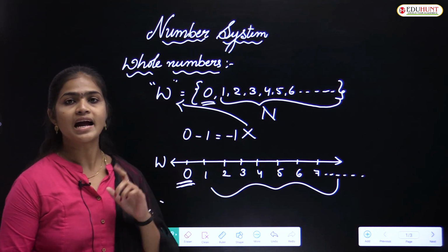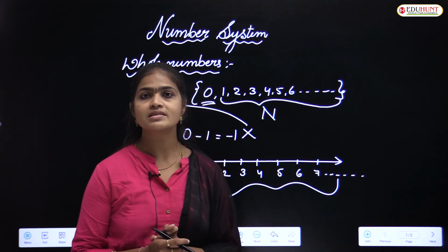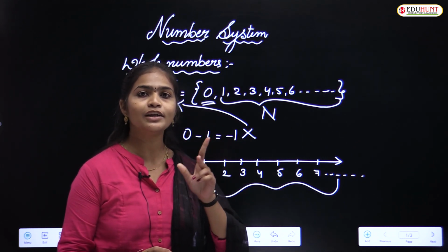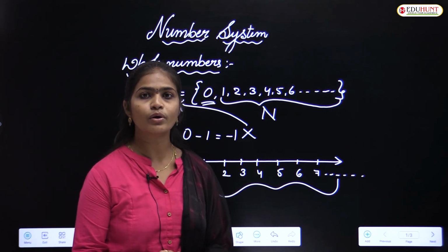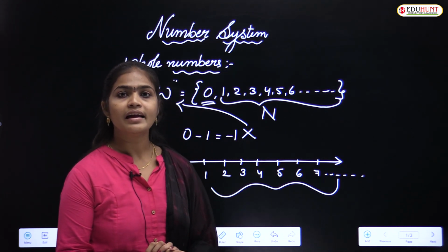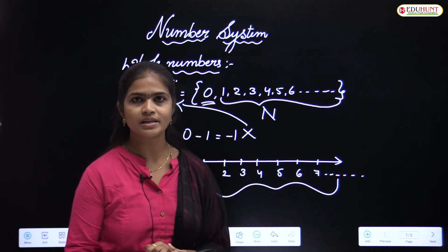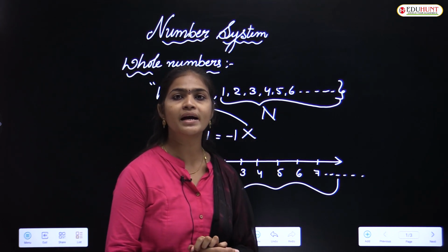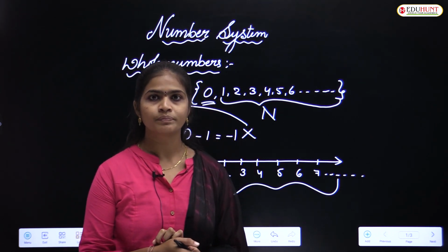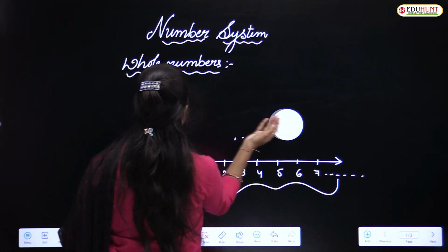In the starting video we discussed how many n-digit numbers lie between any two numbers. Here also we can discuss that concept: how many n-digit whole numbers lie between any two whole numbers. Here we can use the formula B minus A plus 1. I will tell you those two formulas.